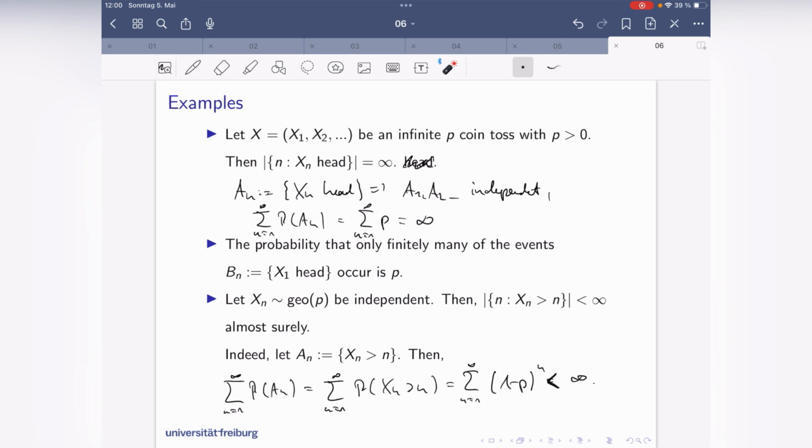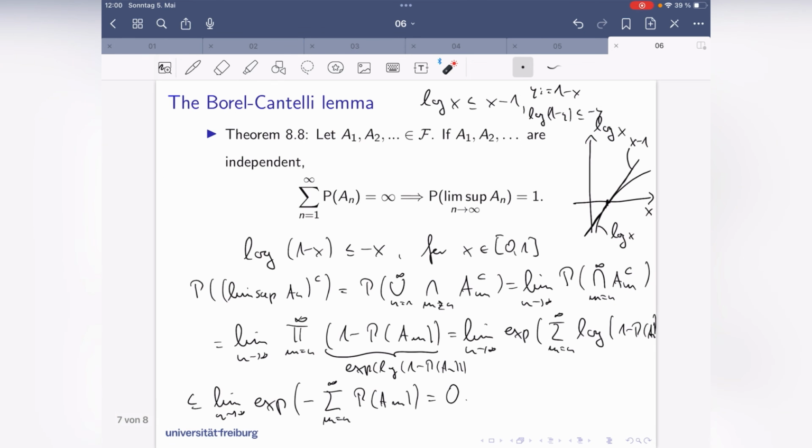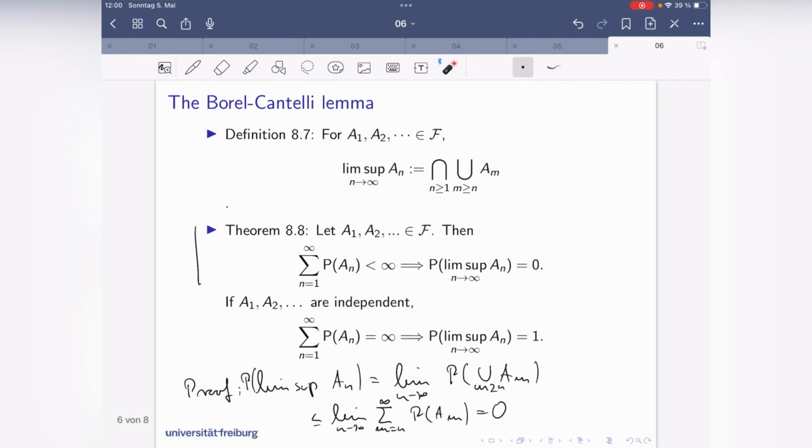Okay, that's it for today, and next time we will show something related to what we had today. We saw here's a 0, here's a 1, and there was hardly anything in between. So in one example, we had something like a p here, but in this example, the A_n's have not been independent. And the Kolmogorov 0-1 law, which we'll have next time, states that if events are independent, this probability can either be 0 or 1, but nothing in between. Okay, see you then.